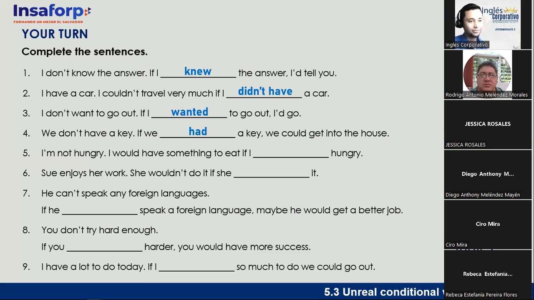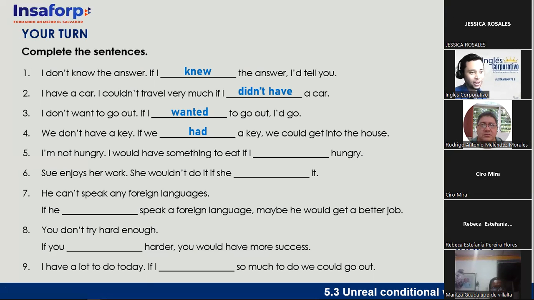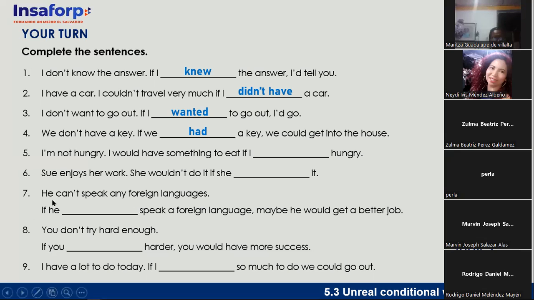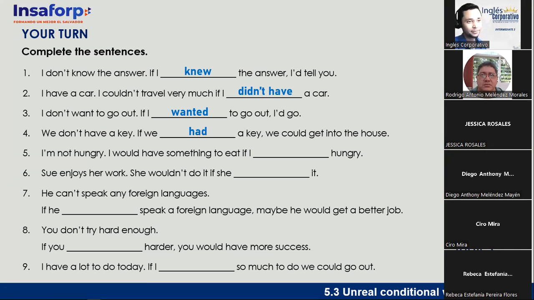Number five. Come on. Let's participate. Jessica. Okay, Jessica wants to participate. Yes, please. I'm not hungry. I would have something to eat if I were hungry. Okay. All right.